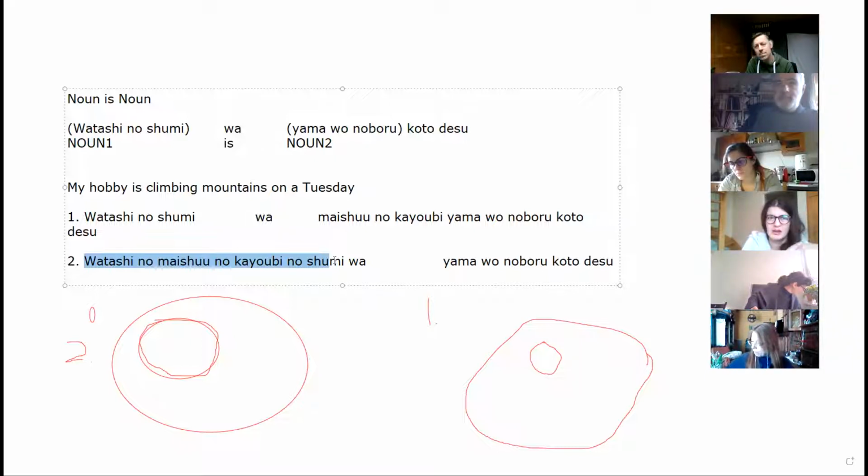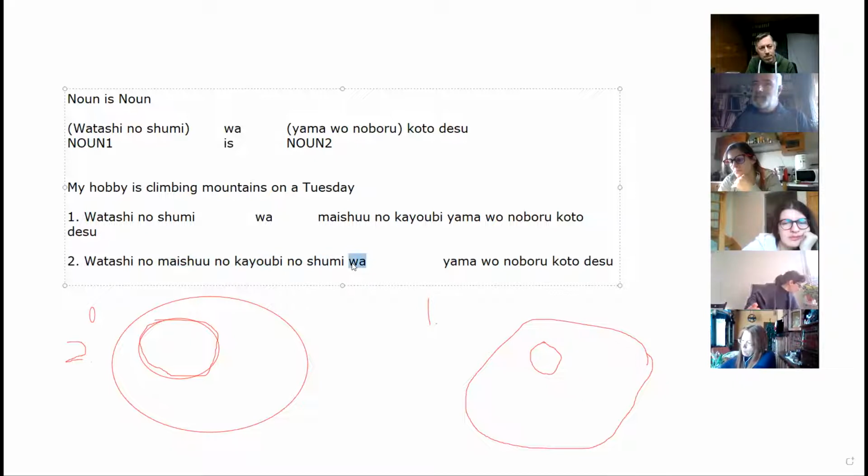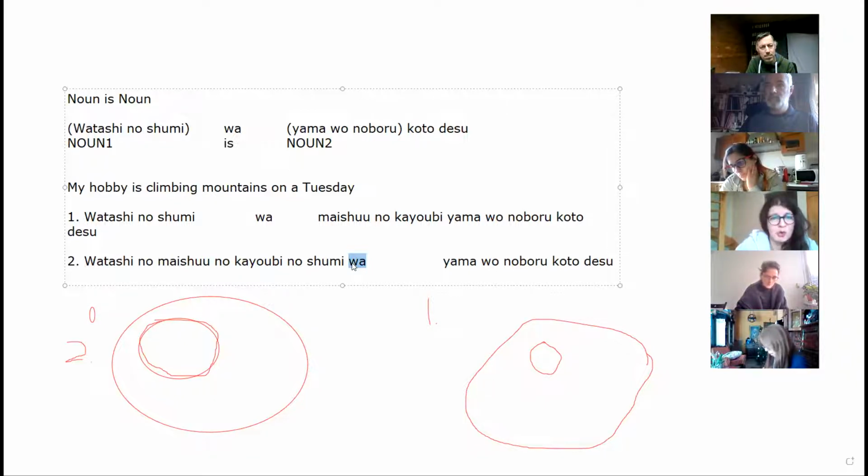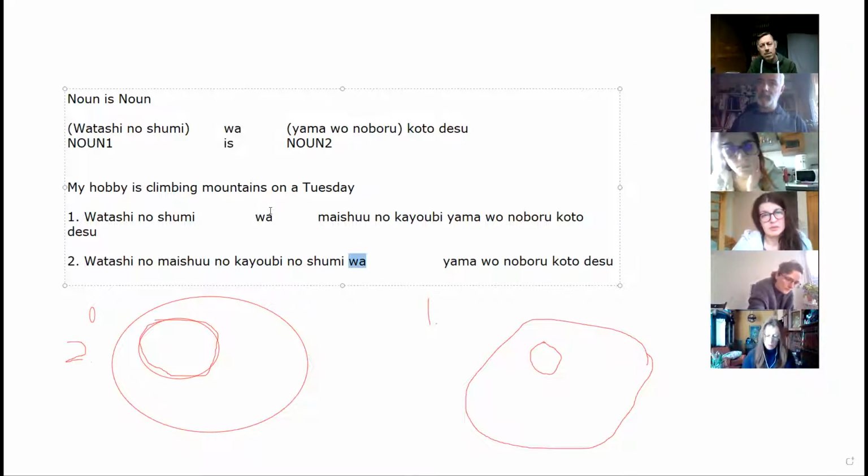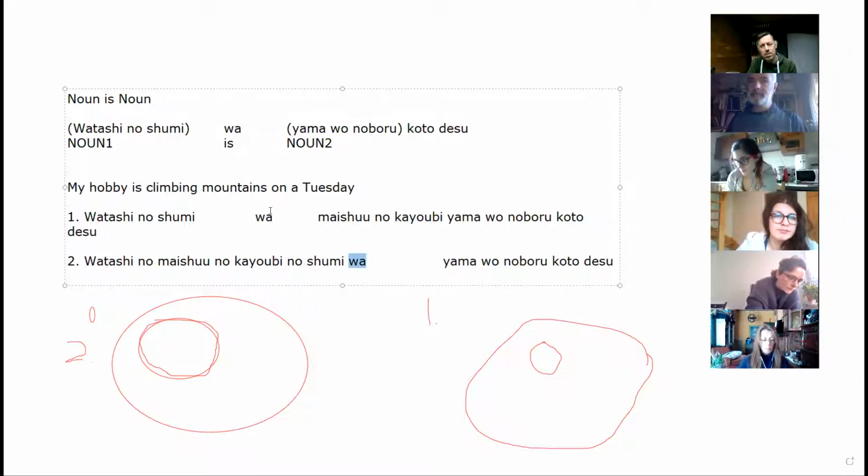Yeah, by having this as wa here, this does infer that you've got a Tuesday hobby, and then you've also got a different Wednesday hobby. Exactly. Because the first one doesn't necessarily imply that you have other hobbies on other days. You just go on Tuesday to climb mountains. Yes, exactly. You're completely correct. This is saying watashi no shumi wa, my hobby is. It doesn't exclude all other hobbies, but there's not enough information to say whether or not you have other hobbies.